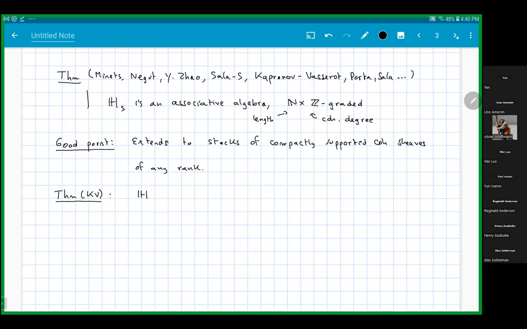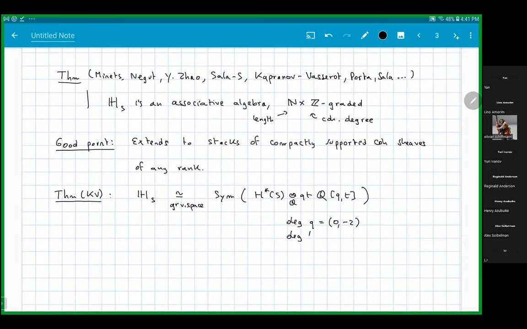So it says that HS is isomorphic as a graded vector space to the symmetric product of the cohomology of S tensor Q[T] over Q, where the degree of Q is zero, minus two. Tensor product over just Q. Just a shift in the grading. So the degree of Q is 0, minus 2, and the degree of T is 1, 0.